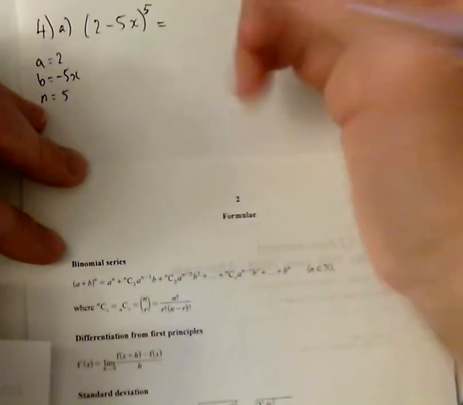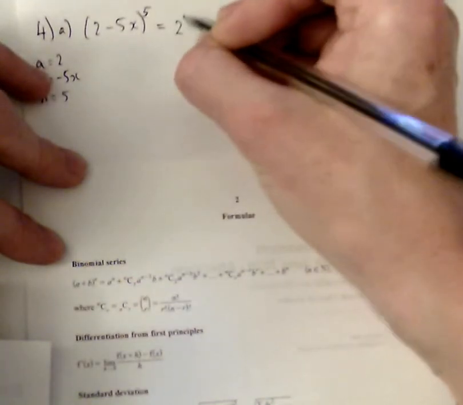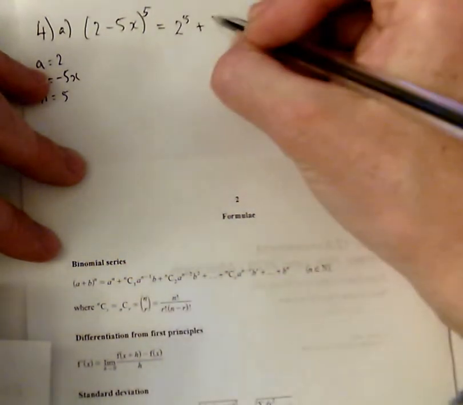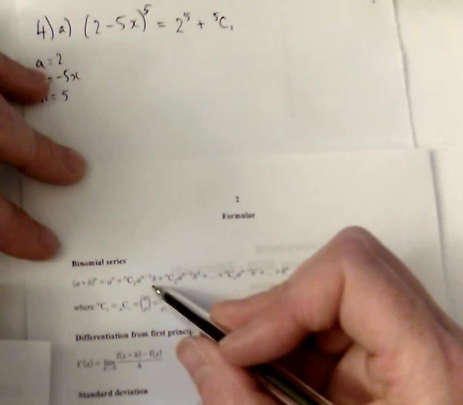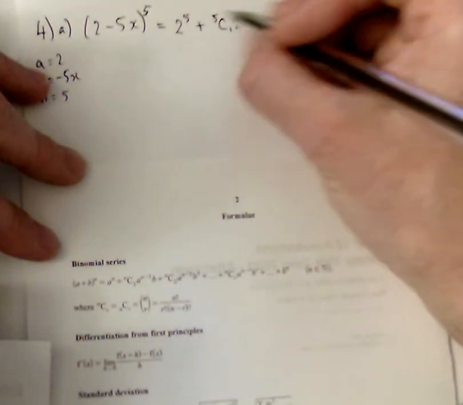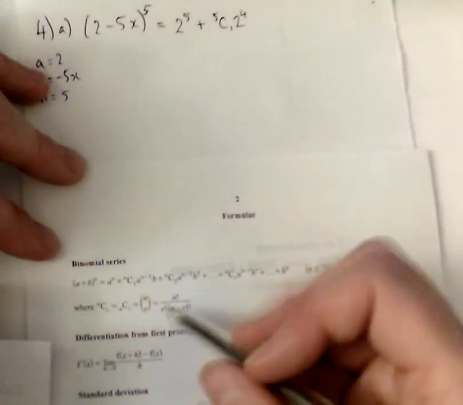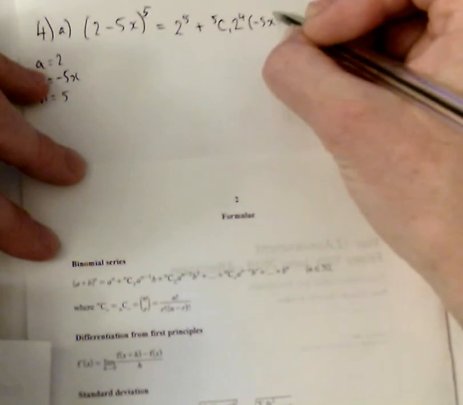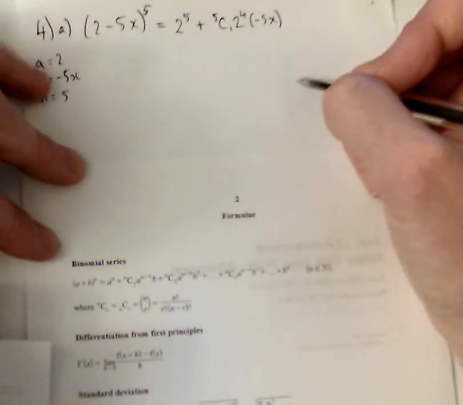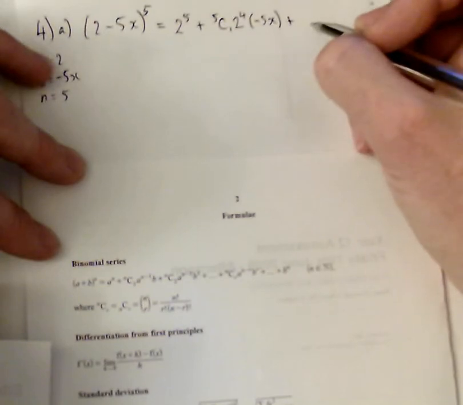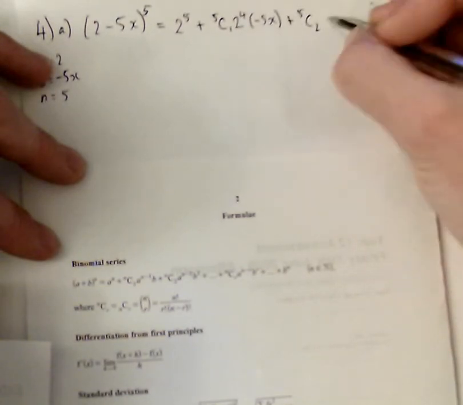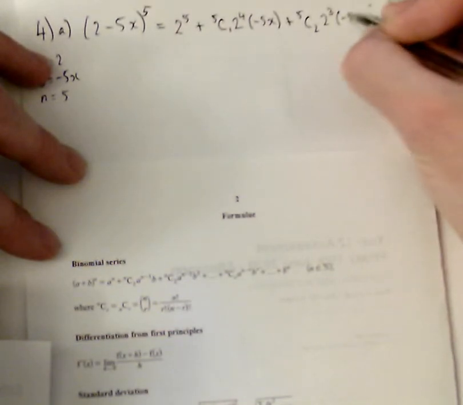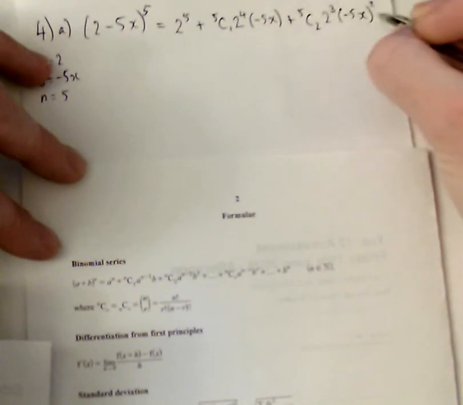So first of all we want a to the power of n, so we get 2 to the power of 5. Then we want to have n choose 1, so that's 5 choose 1. A to the power of n minus 1, so a is 2. We reduce this by 1, we get 4. And then b, which, because it's a negative, I'm going to put it in brackets, and it's got an x in it as well. And then for our third term, we're going to have 5 choose 2, 2 to the power of 3, we're reducing those powers, and we're increasing the powers of negative 5x, so that will be squared.